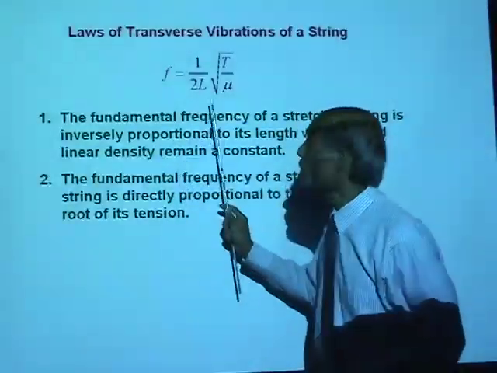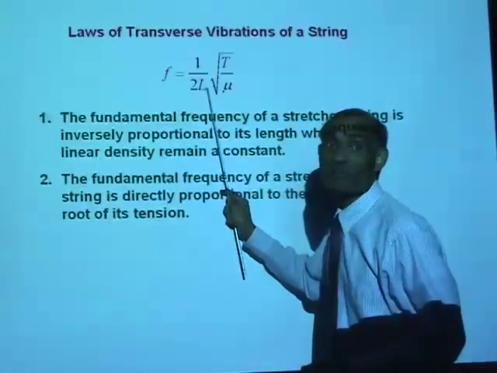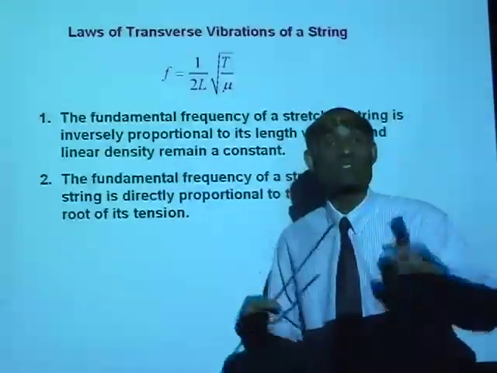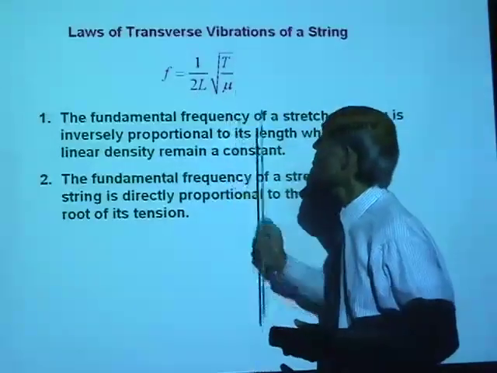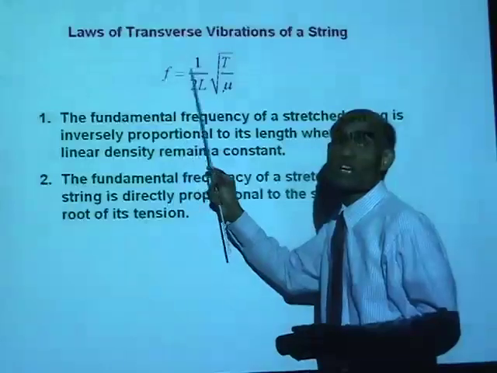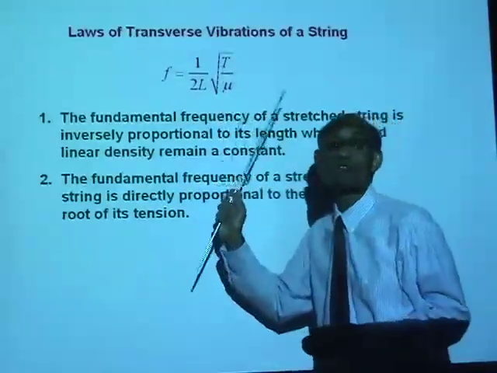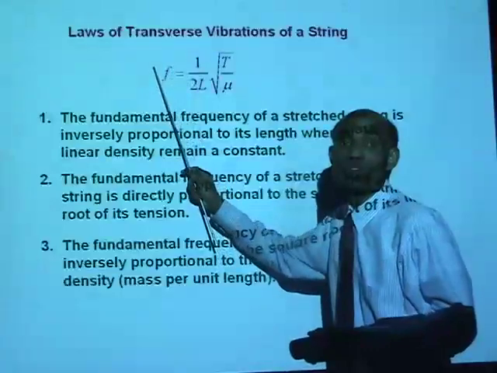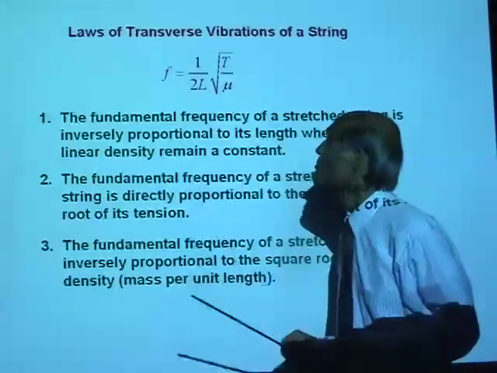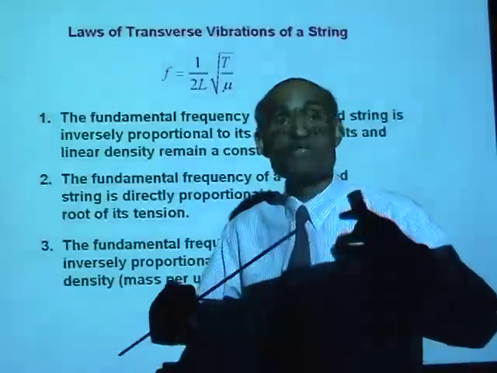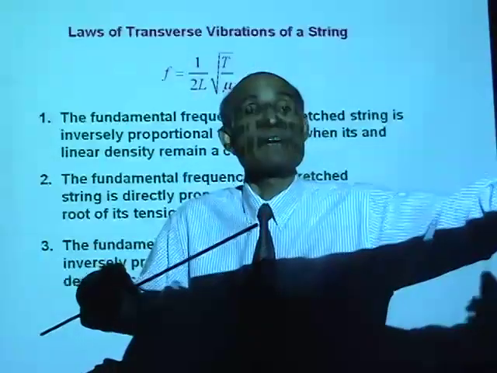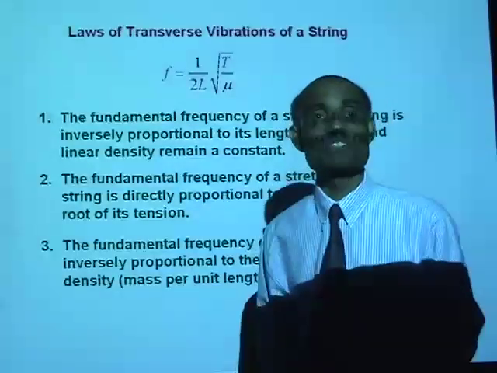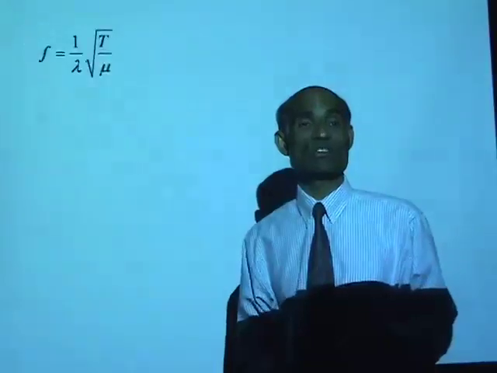The second law says, for a given length, if the length and the value of mu are kept constant, then the frequency is directly proportional to the square root of the tension. Mu actually describes the thickness of the wire. And that is the second law. The third law is that the frequency is inversely proportional to the square root of mu. That means a thicker wire will produce a lower frequency. So these are the three statements of the laws of transverse vibrations of a string. You must be familiar with those three laws.